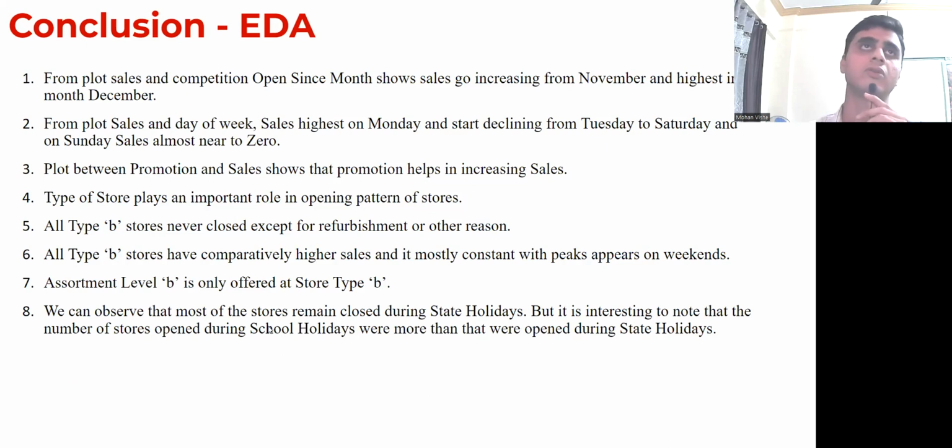Now the conclusions from EDA. From the plot of sales and competition since month, sales keep increasing from November, and the highest month is December. The plot between promotions and sales shows that promotion helps in increasing sales. Type of store plays an important role in the opening pattern of the stores. All types of stores never close except for refurbishment or other reasons. Assortment level B is only offered at store type B, and most of the stores remain closed during state holidays. But it is interesting to note that the number of stores open during the school holidays was more than during the state holidays.